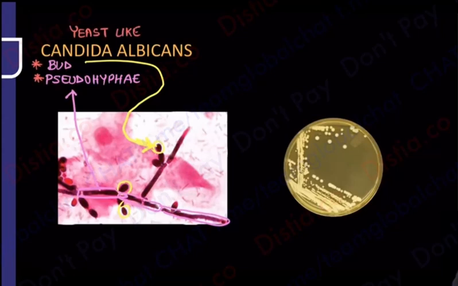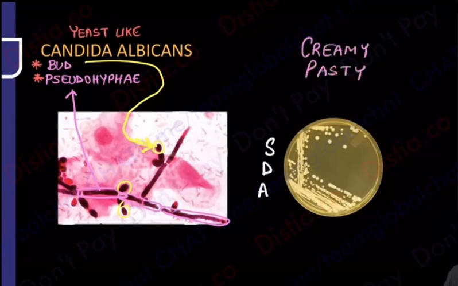Now let's try and grow it on a culture media. What is the famous culture media for all the fungal organisms? It is SDA, but what is Candida going to show you on SDA? There's a way it is written in the book, and there's a way we will learn it. Look at the color. Firstly, it is cream colored, not a pearly white. So the first thing we'll write is creamy in color. Next, it looks like paste. It's not like a powder, it's like toothpaste. So pasty. And next, yeasty.